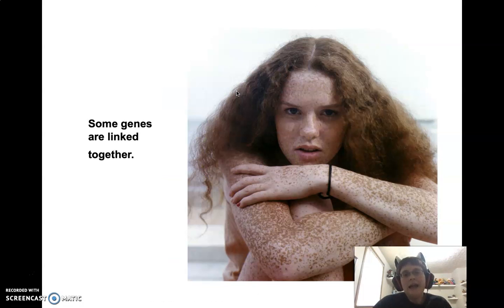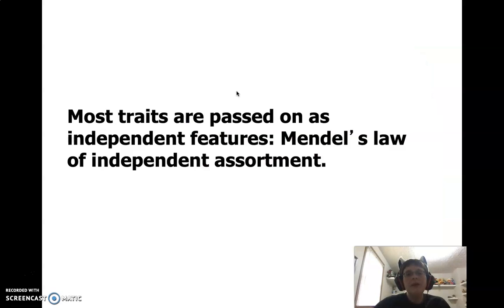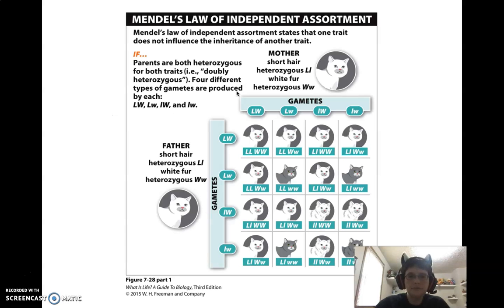All right, the last part of the things that violate Mendel are linked genes. So some genes are what we call linked genes. And so when Mendel did his experiments, most of the traits that we know are independent of each other. So Mendel's law of independent assortment. So let's take a look at this.